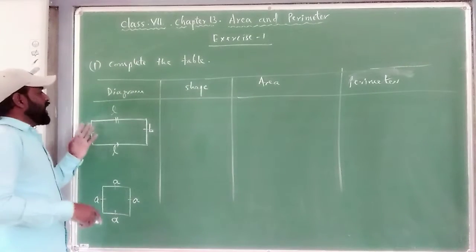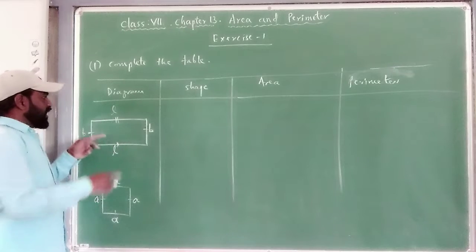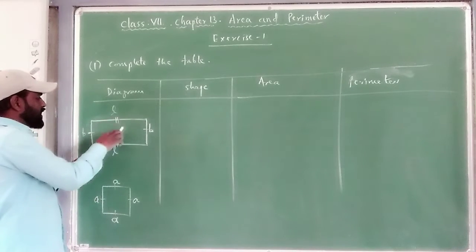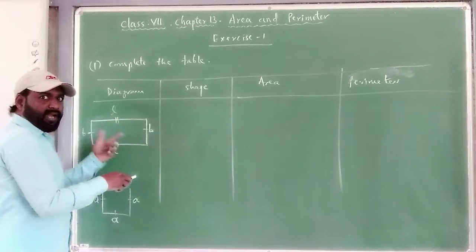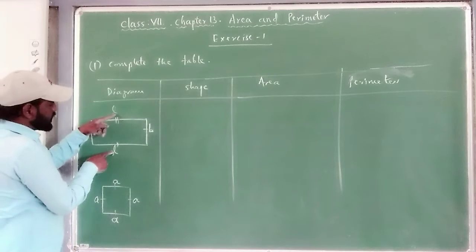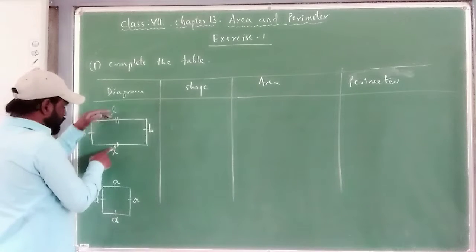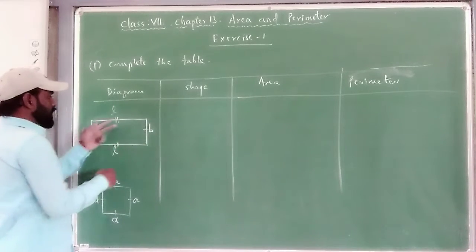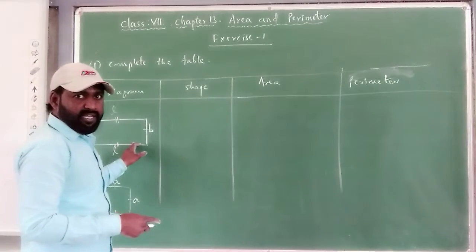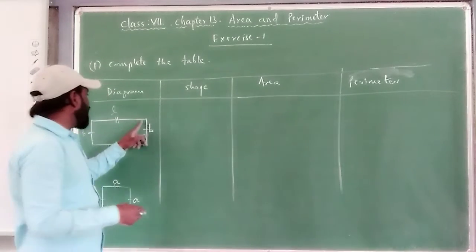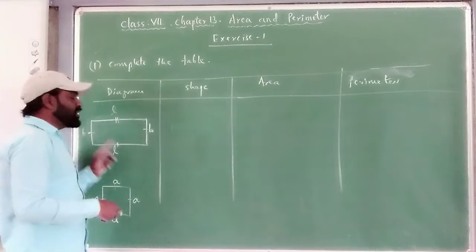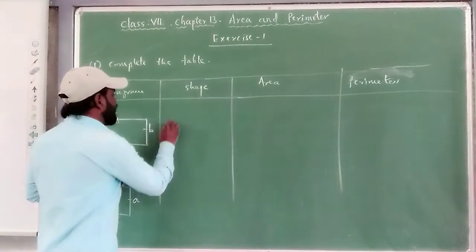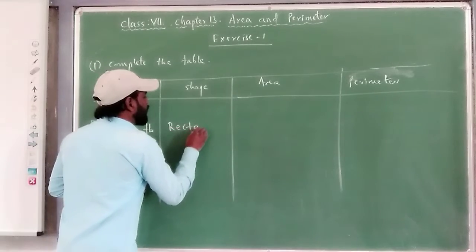It is a simple closed figure formed by 4 line segments. In those 4 line segments, 2 pairs of opposite sides are equal and parallel. See, this is L, this is L. This is B, this is B. One pair is L and L, the other pair is B and B. So 2 pairs of opposite sides are equal and parallel, and all the angles are right angles. That means it is a rectangle.